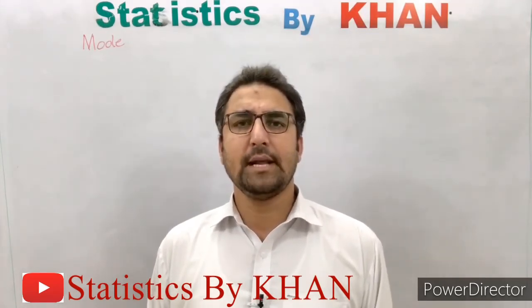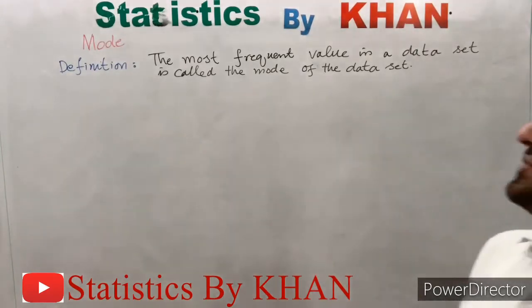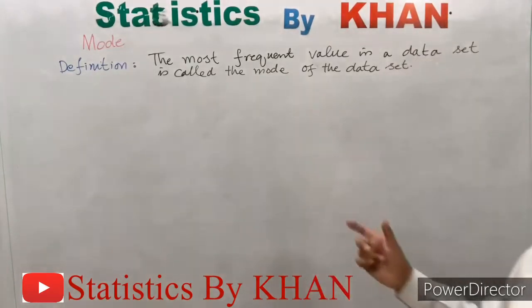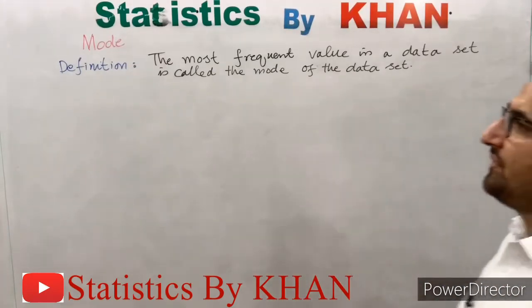The mode can be defined as the most frequent value in a data set is called the mode of the data set. So this is the definition of the mode, and what does it show? It shows that any value that has occurred most frequently in a data set, then that value is called the mode of that data set. So this is the very simple definition of the mode.